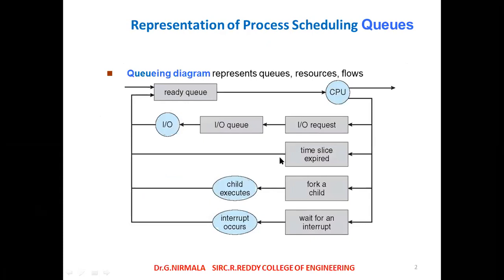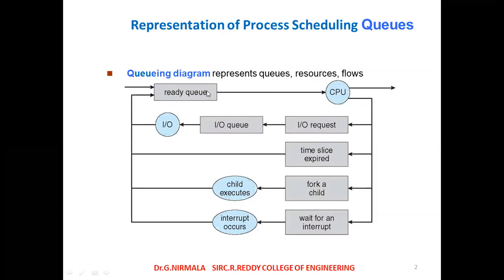Just observe the diagram. Listen carefully, all of you. This is the representation of process scheduling queues. It is a queuing diagram that represents the various queues used in the scheduling concept. This is the ready queue. All the processes are kept in the ready queue, and this is the CPU. Based upon the scheduling policy, the OS may assign the first process to the CPU. Some criteria algorithms are there to assign.